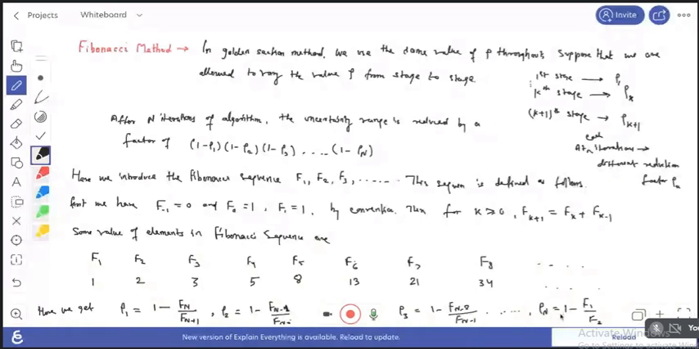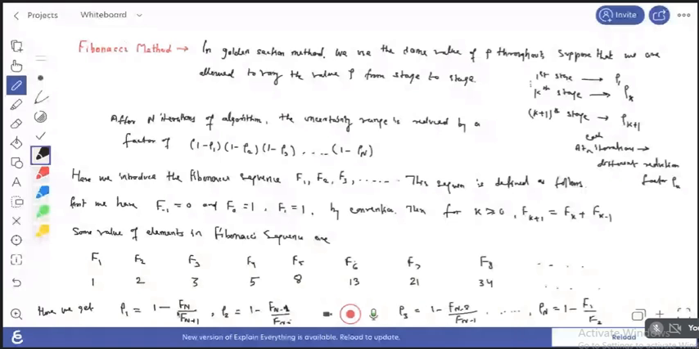So what is the value of 1 minus f1 by f2? What is the value of f1 here? f1 is 1 and f2 is 2. So 1 minus 1 by 2 equals half. In the last stage, your reduction factor is half. In other cases, your reduction factor is less than half, but they are different.